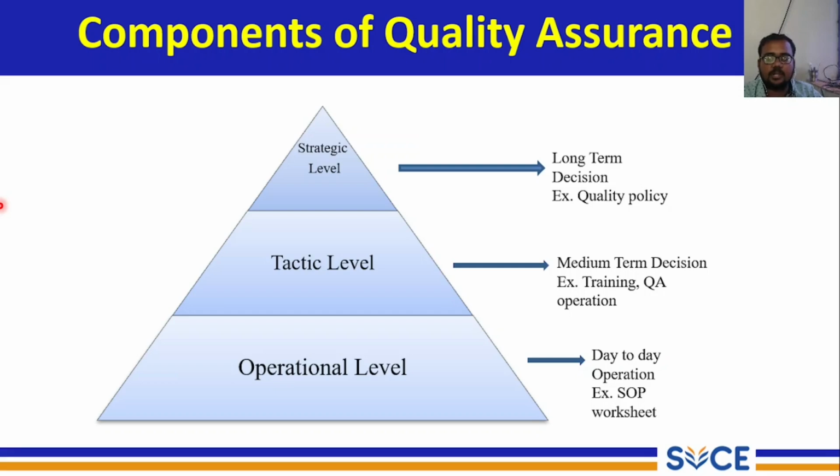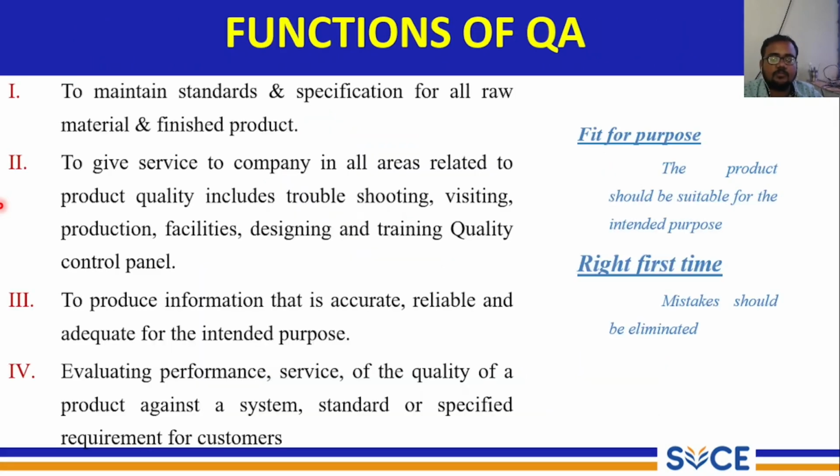An example can be the creation of SOPs, standard operating procedures, and worksheets for ensuring the product is meeting the required standard. Every process which is done by the individual during the period of time is focused towards meeting the required standards. What are the functions of quality assurance? The ideal objective is to do it right the first time, and there is no scope for allowing any mistakes to happen. It is to give service to the company in all areas related to product quality and produce information which is accurate, reliable, and adequate for the intended purpose.